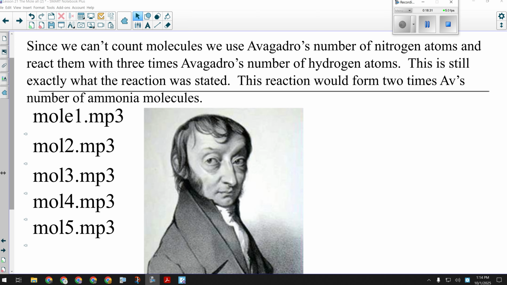So, Avogadro, he's the guy who came up with the idea of the mole. He used hydrogen gas as the model. That's how he got that number, Avogadro's number, 6.02 times 10 to the 23 particles in a mole.